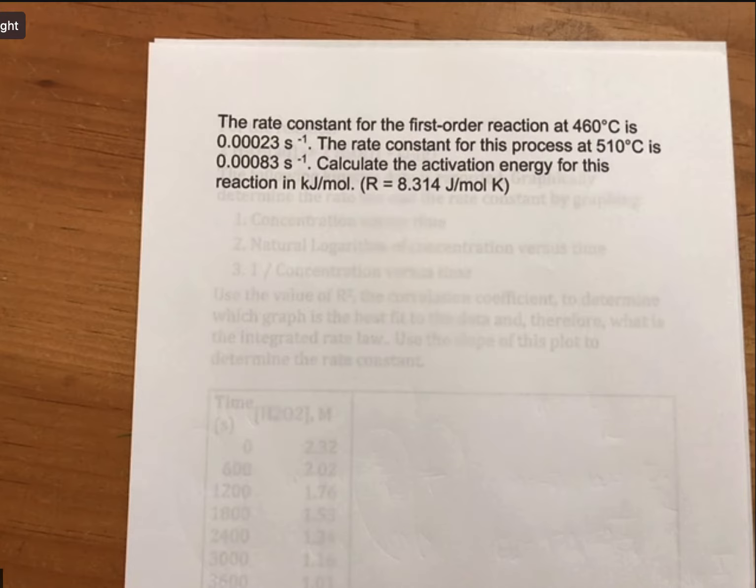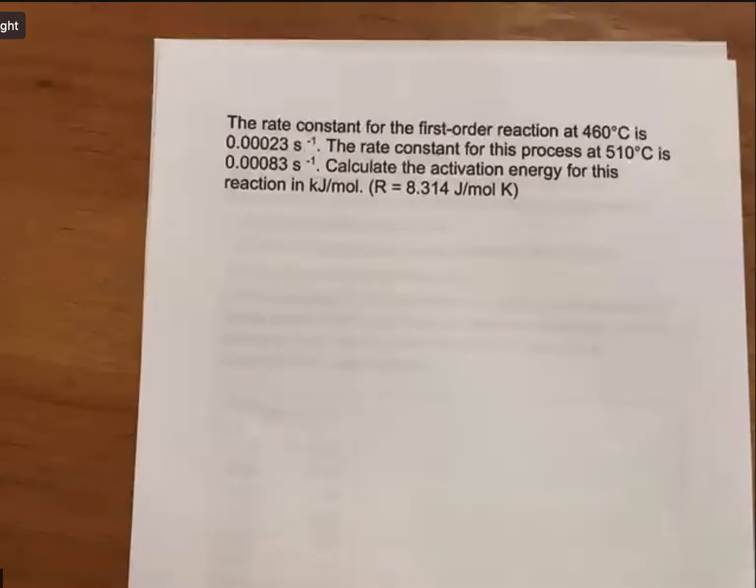Although I know this is the only R value we use in this chapter. And I'm thinking about it, I don't know. On your final, you'll probably see some ideal gas law problems, and that's the only time you use the other value of R.